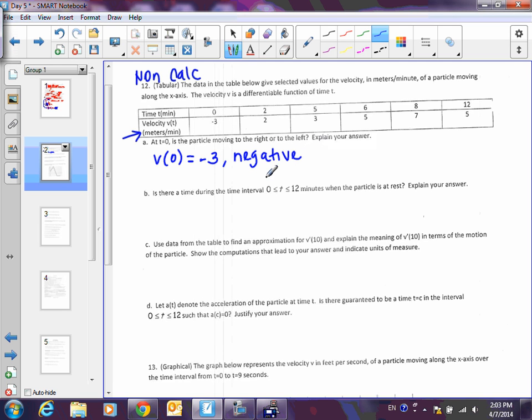So left will always be negative? Yeah. Left, down will both always be negative, when the velocity is negative. The position, acceleration, those don't have to be negative. All right, so moving to the left.